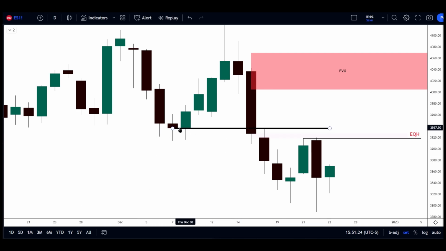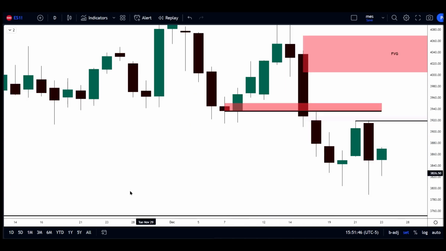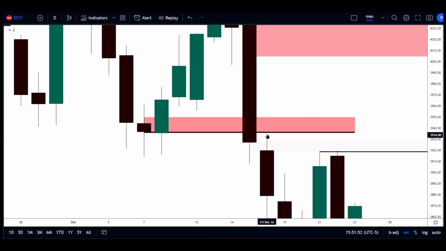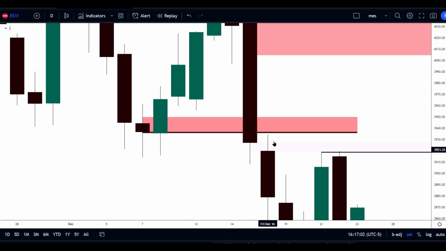Okay, so here's the breaker, right? I'll even do this so you guys can see it better. For breakers you use the close of the candle. Look at this. How can you deny it? It's almost to the tick on the daily chart. You cannot deny these concepts.